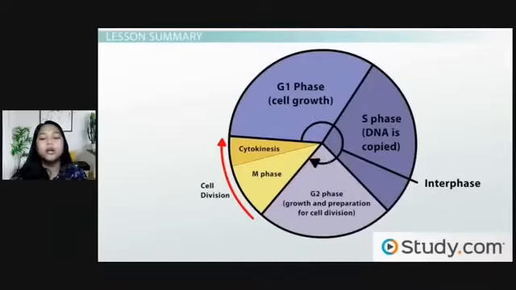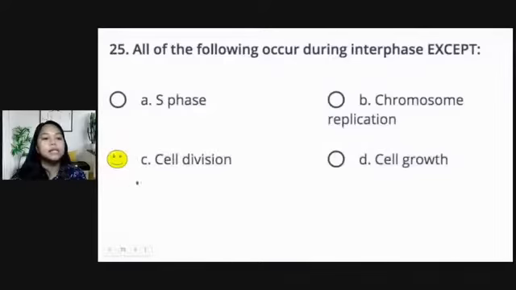Now, after your interphase, you have the M phase. Yung M phase mo can be mitosis or meiosis. And then after this, of course, you have your cytokinesis or cytoplasmic division. And so the correct choice here, for number 25, is cell division. The only thing that does not happen during the interphase is cell division. Cell division lamang po yung hindi nangyayari sa inyong interphase.